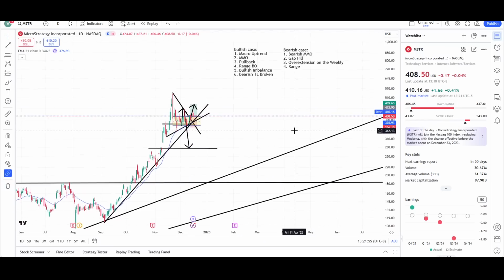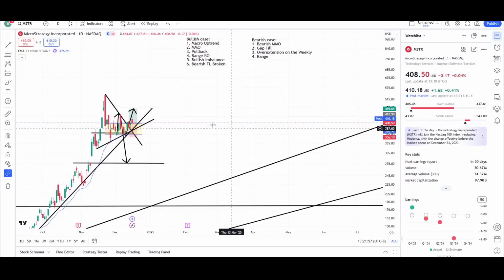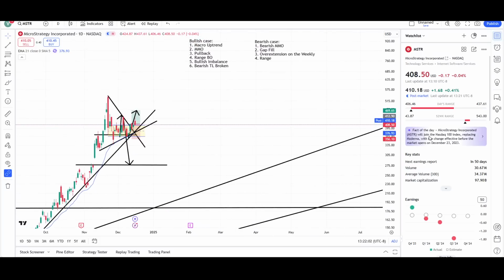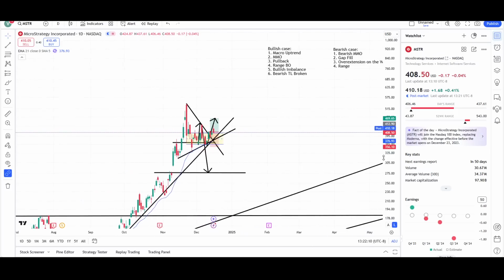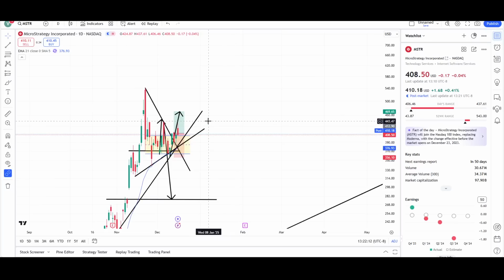So let's take a look at the daily chart. What happened today? Well, obviously last Friday, MicroStrategy did get included into the Nasdaq 100 index, starting looks like December 23rd. So I mean the price gapped up. It was already likely for the price to continue higher.